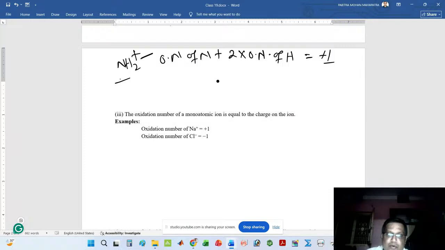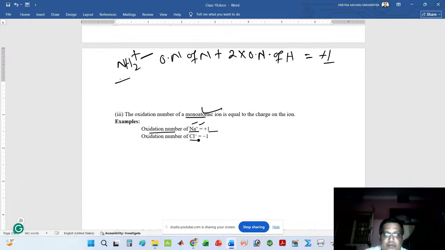Monoatomic ion. What is the meaning of monoatomic ion? It must be an ion, maybe a positive ion or a negative ion. That means maybe a positive radical or a negative radical, and the radical must be made by one atom. For example, Na plus. Here it is a positive radical made by one atom, sodium, and the radical has charge plus 1. So I can say that the oxidation number of Na plus is equal to plus 1. For a monoatomic ion, it is equal to the charge on the ion.